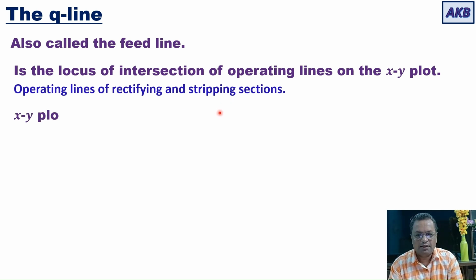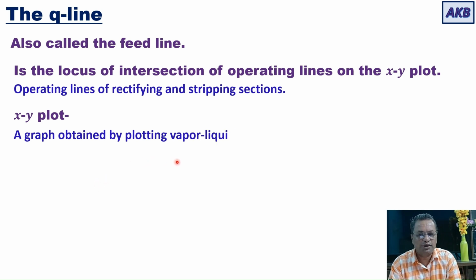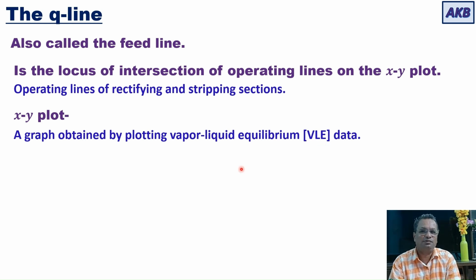Okay. Now over here I mentioned the XY plot. Now let us briefly understand what the XY plot is. It is a graph that is obtained by plotting vapor liquid equilibrium data, which is simply called VLE data. So when you have VLE data and you plot it, the resulting graph will be the XY plot. Let me tell you more about it.